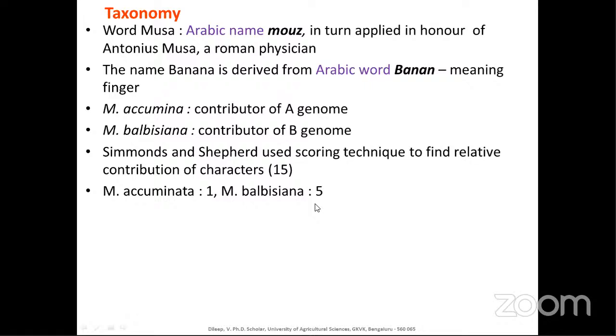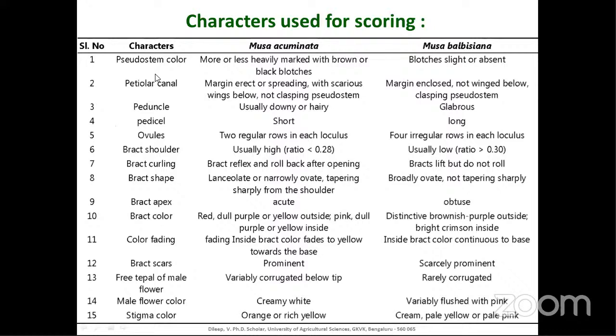I'll just show the list once. Okay, this is the list. So pseudostem color, the petiolar canal, peduncle, pedicel, ovules, so like that 15 characters are there. The characters of Musa acuminata and Musa balbisiana are listed here. So based on this reference, the other cultivars, the unknown lineages, are taken and compared with these.